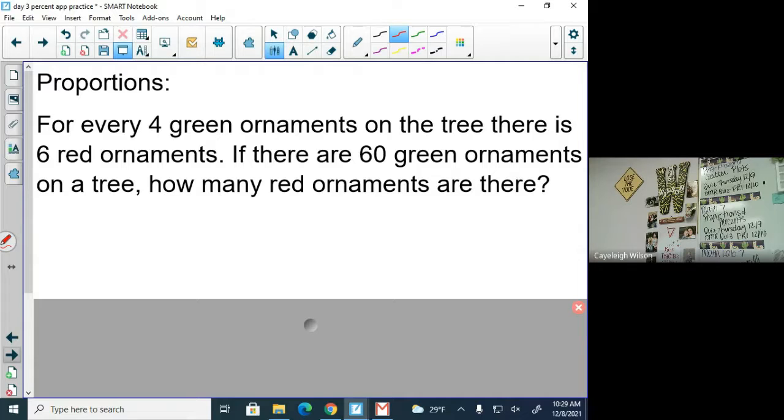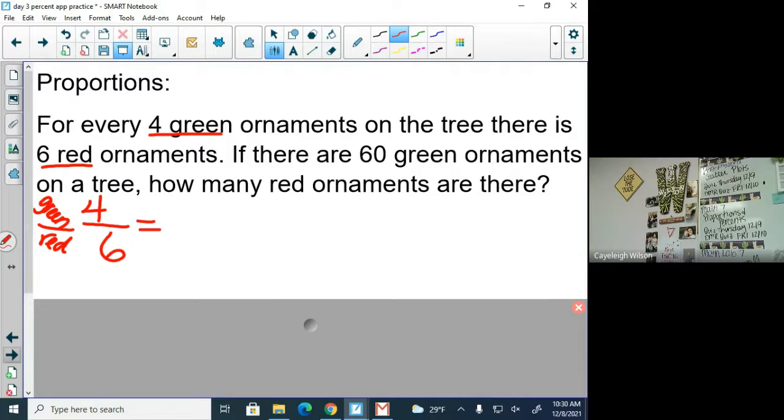So it says for every 4 green ornaments on the tree, there are 6 red ornaments. And remember what I said? First sentence, first fraction. Okay, good job. First sentence, first fraction. So I've got 4 green ornaments and 6 red ornaments. So I did green over red.